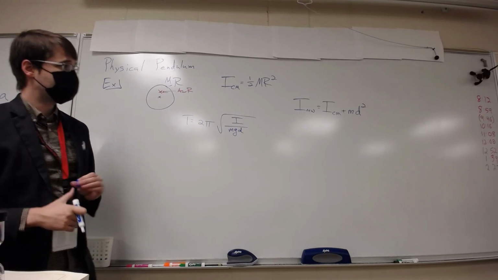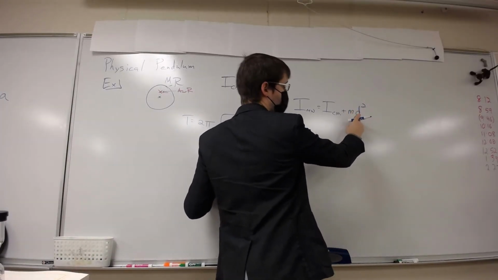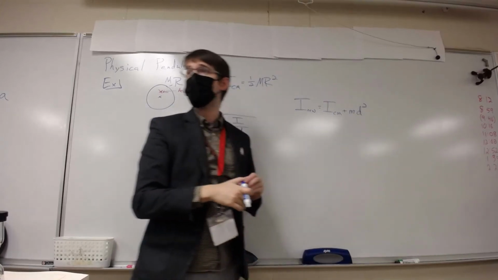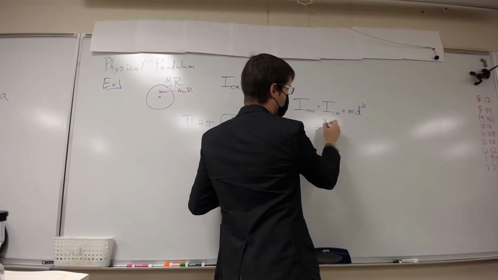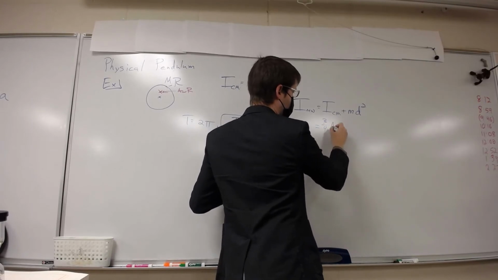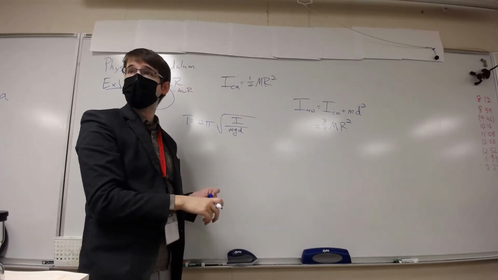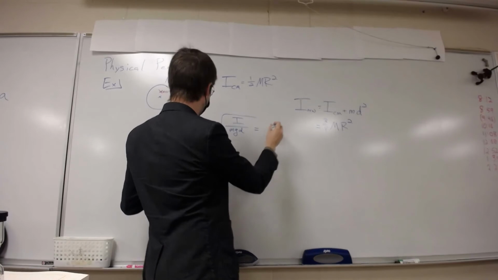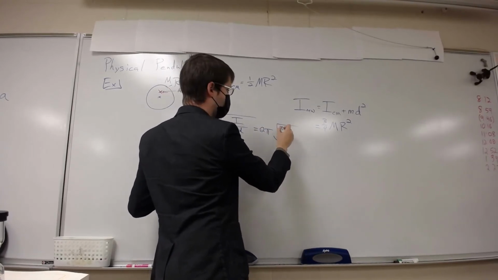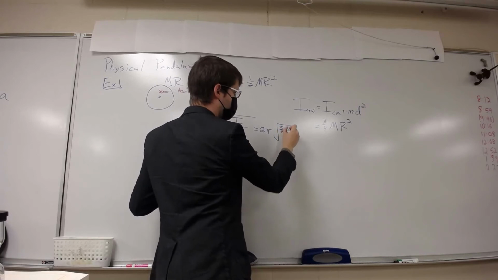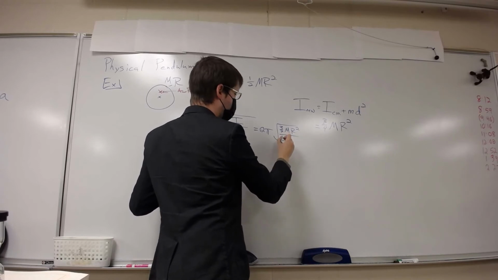That's what I got. So what we're going to do there is 1/2 m r squared plus m times r over 2 squared, which is another 1/4 in there. And so we wind up with the new value being 3/4 m r squared. And so that's what goes in here. And so we get 2 pi square root of 3/4 m r squared divided by m g.